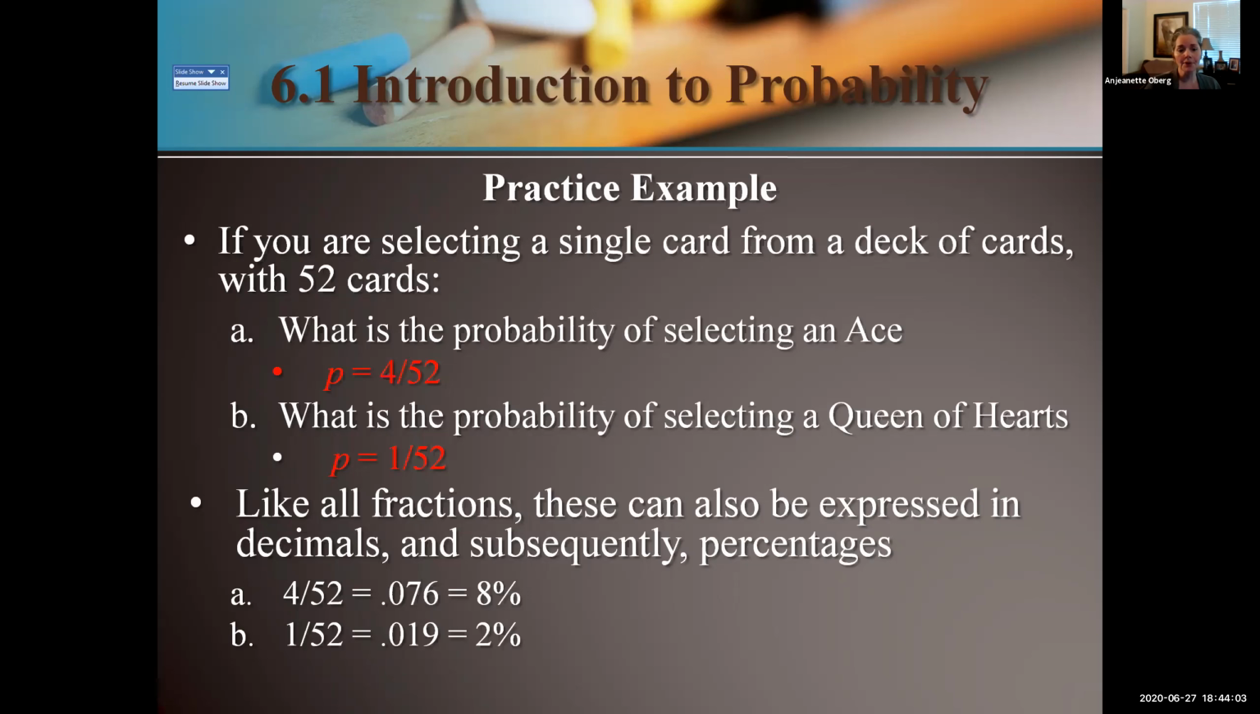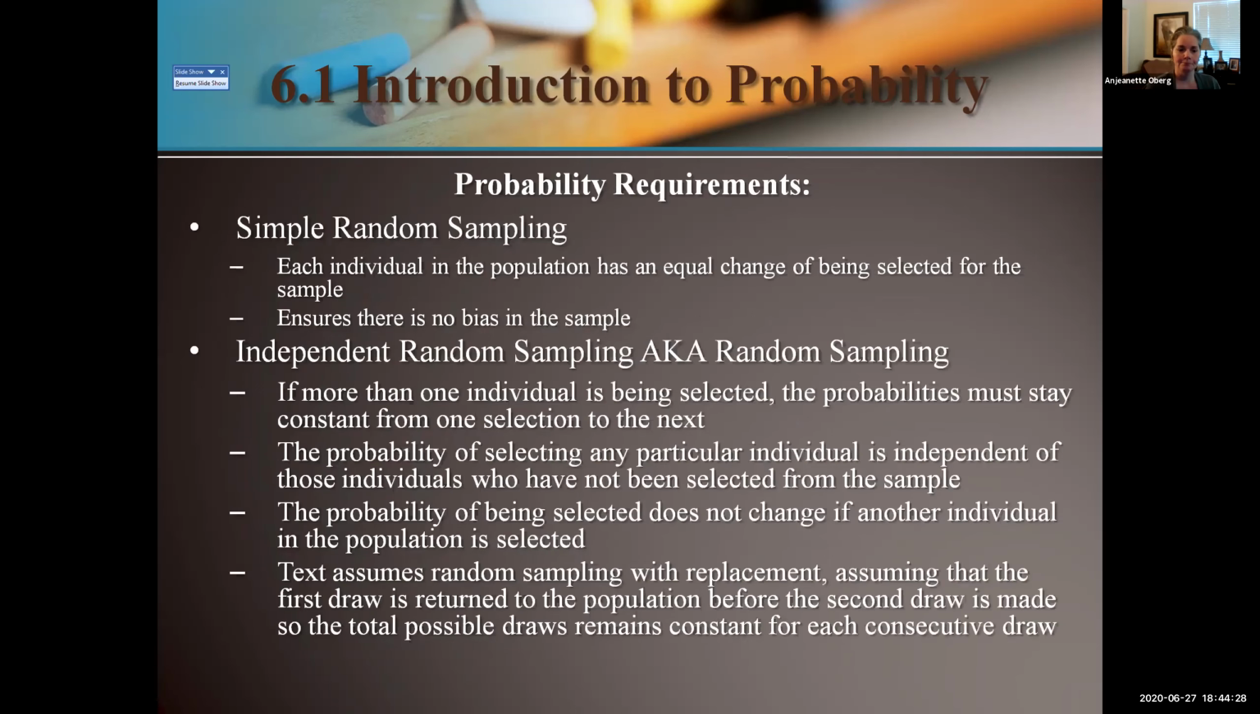So I have an 8% chance of pulling an ace. And then a 1 in 52 chance of pulling that queen of hearts. Divide 1 by 52, it's 0.019, which is 1.9%, round up, that's 2%, right? So I have a 2% chance of pulling a specific queen of hearts. Make sense? Okay.